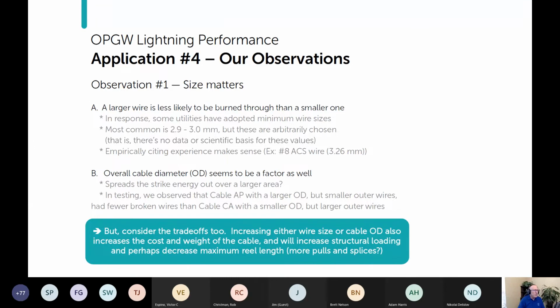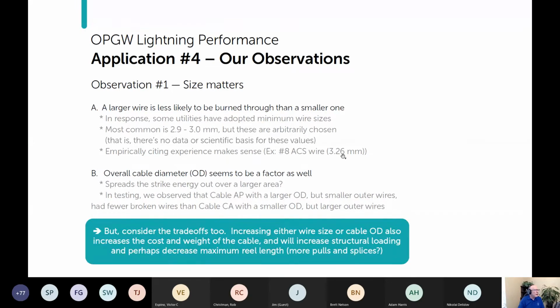The larger cable, in addition to costing more, is also putting more loads on your towers, right? So they may have to be beefier, which means those cost more. It may also decrease your maximum reel length, which could mean more poles and more splices. And of course, that means more labor and more material, right? More splice cans, more storage racks, bullet resistant canisters and whatnot. So all of that's going to cost your utility more money. So do consider these trade-offs before you make a decision about saying, well, I have to have a minimum wire size like this. But again, I respect the reasoning behind this.